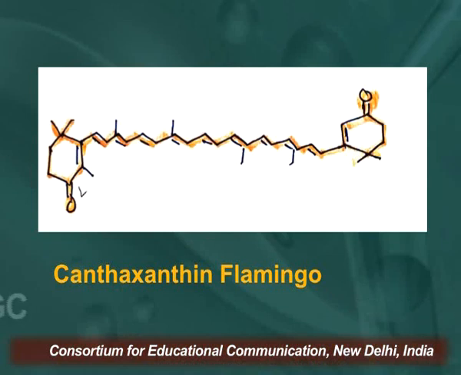Similarly, this is anthocyanin. Anthocyanin is a type of pigment which is present in the feathers of flamingo. So the shiny color of the feathers of flamingo is due to this pigment. Now, how are terpenes biosynthesized?